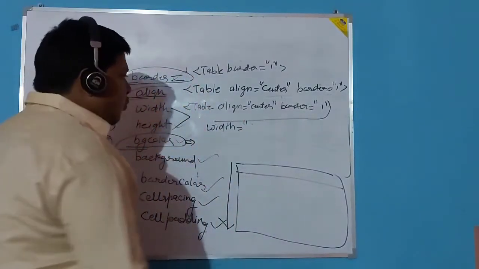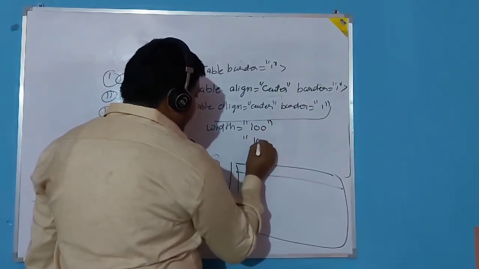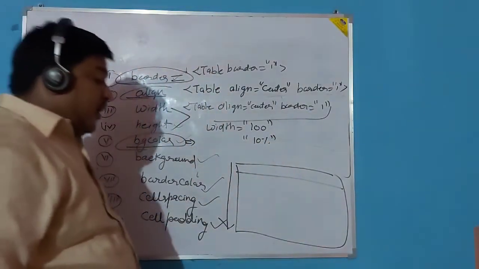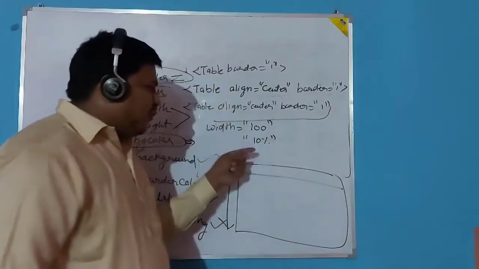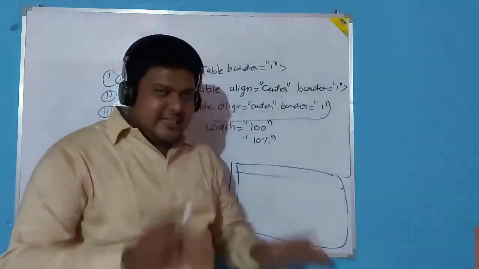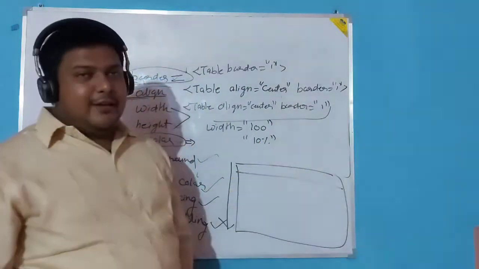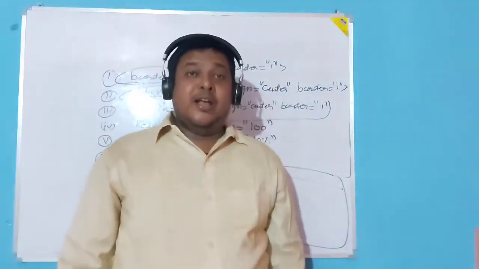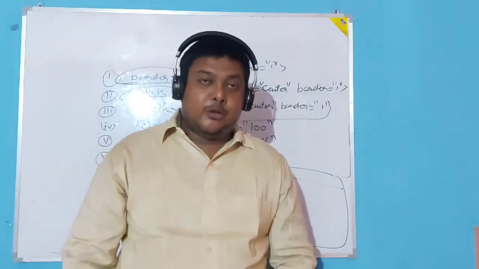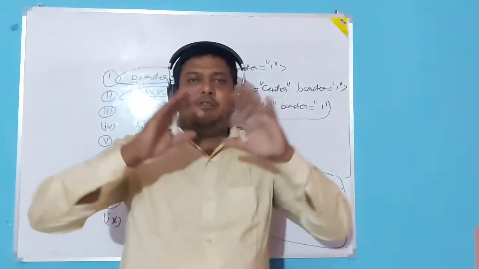Now here we have two types of value. I can write 100 also and I can write 10% also. My dear students, we have to understand both. What is the use of 100 and what is the use of 10%? If you are using the 100, it will occupy the 100 pixel space. And if you are writing in the form of 10%, it will occupy the 10% screen size. So this one is the better whenever we are minimizing, whenever we are maximizing.